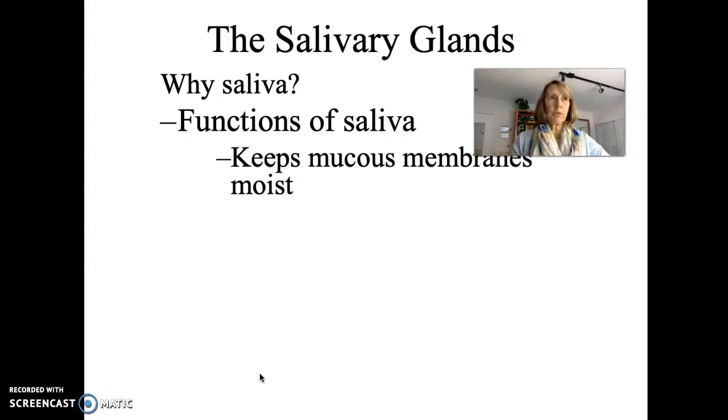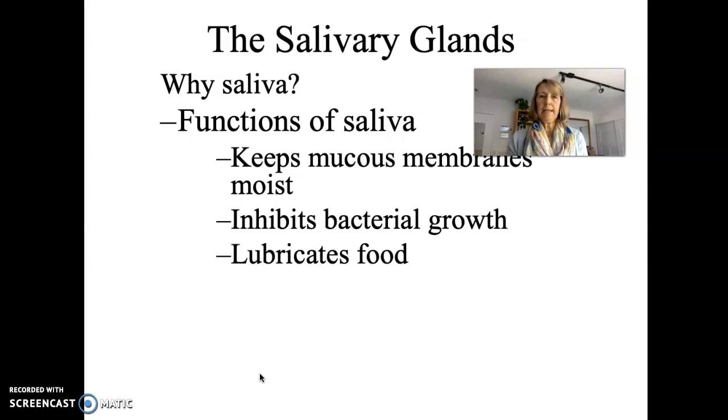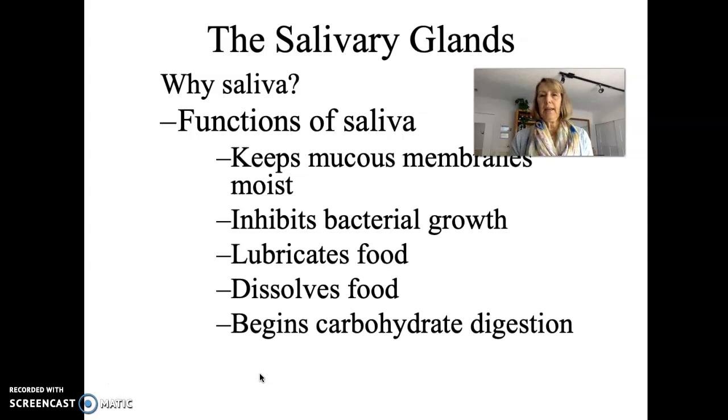So functions, we're going to name those, and they are to keep mucous membranes moist. They are also going to inhibit bacterial growth. So anytime you have an entrance into the body, a way that bacteria can get in, we're going to have some mechanism to stop that bacterial growth. So that's the saliva that's doing that. It's also lubricating food and dissolving the food. And when it comes to digestion, it's actually beginning the digestion of only carbohydrates. So very limited digestion, but some is already happening there.